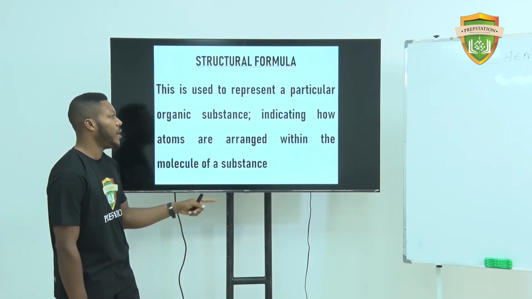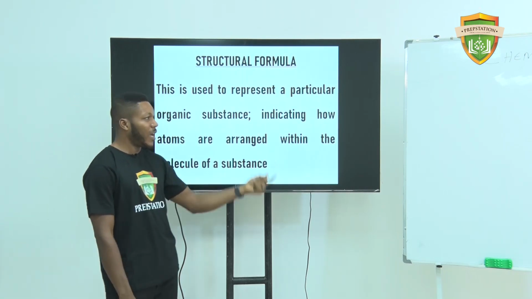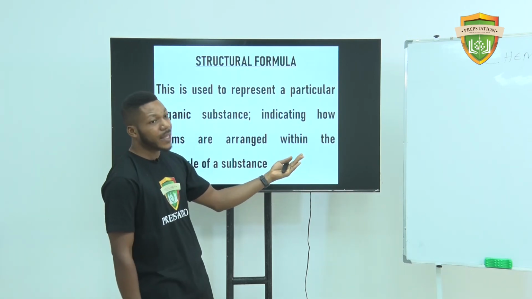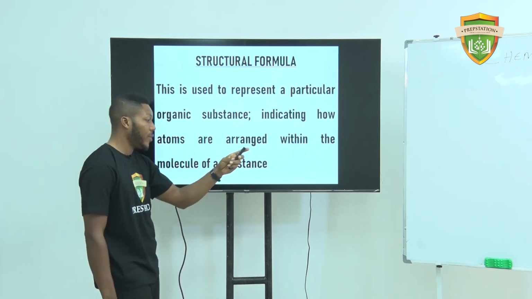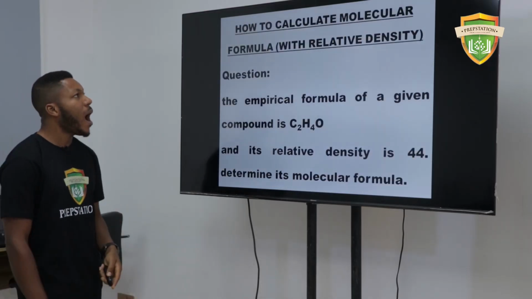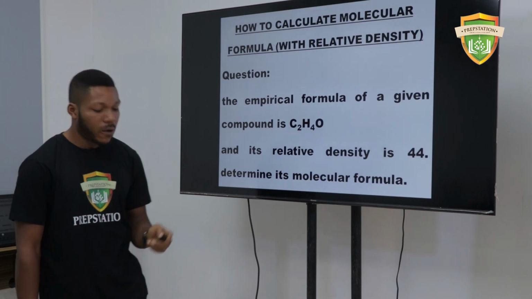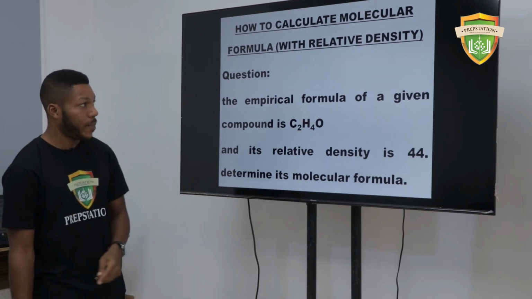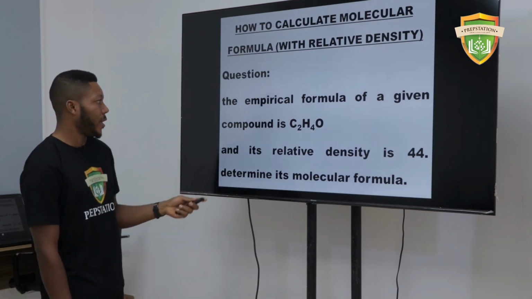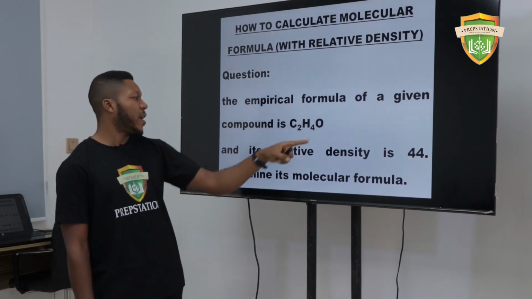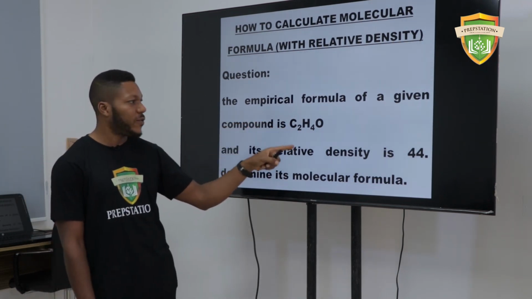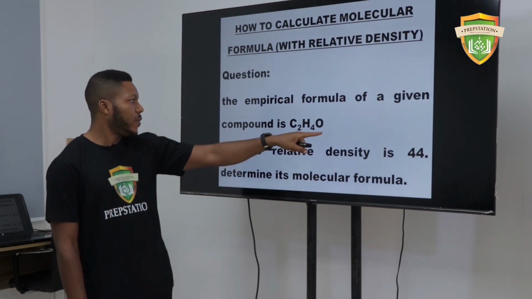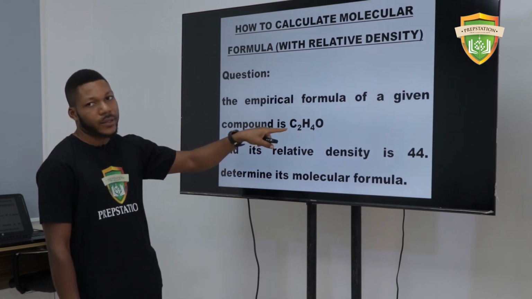The molecule of a substance, as we have earlier illustrated using the alkane butane as a homologous series. Okay, how can we calculate the molecular formula of a compound? It's very simple. For example, let's do this together. The empirical formula of a given compound is C2H4O. Now, this is the empirical formula.